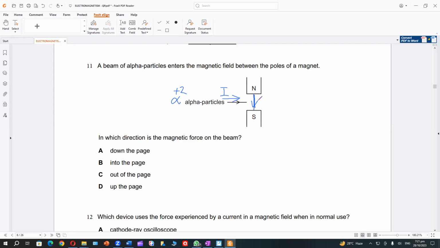Force, left-hand rule, never takes the direction of current and field. So down the page is not possible. Up the page is not possible, because they're already taken by the field. Now either it is B or C. Into the page, if you put your left hand rule.